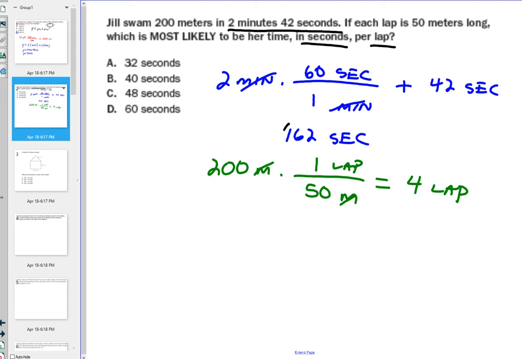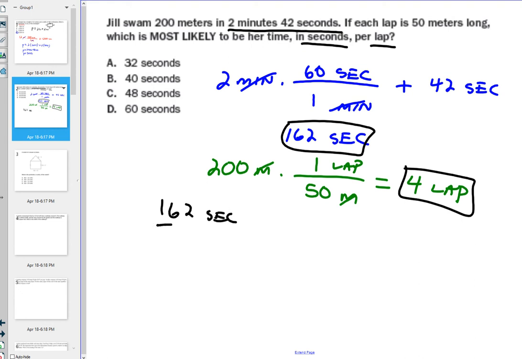So if we have 162 seconds divided by 4 laps, then what would be the most likely one? We'll just do 162 divided by 4, because that would give you seconds per lap. That's 40.5. Okay, so which of those is closer to 40.5?